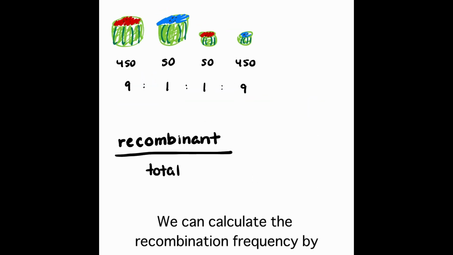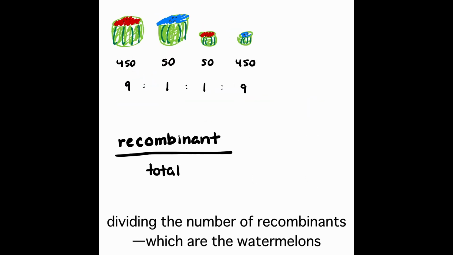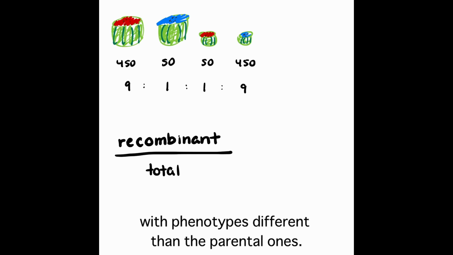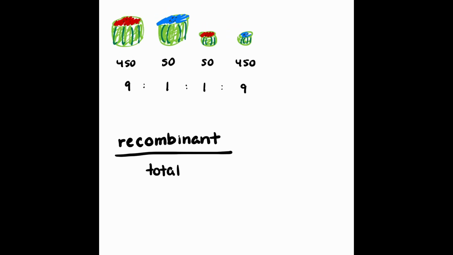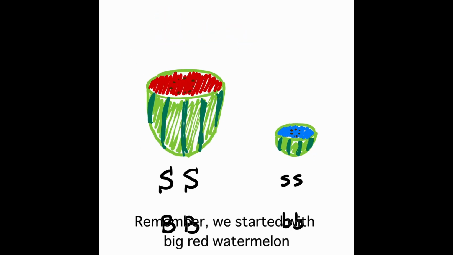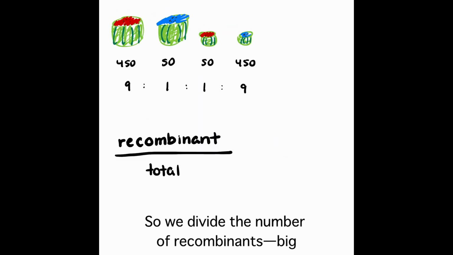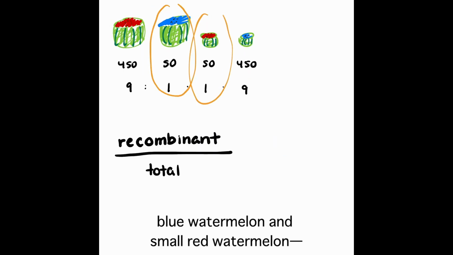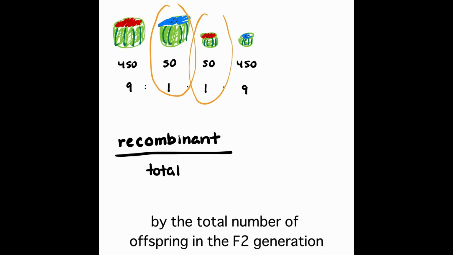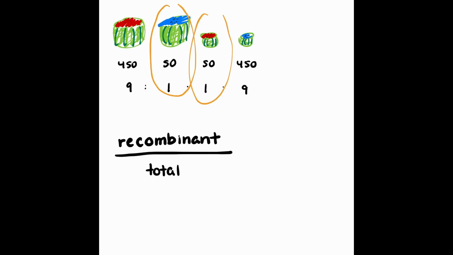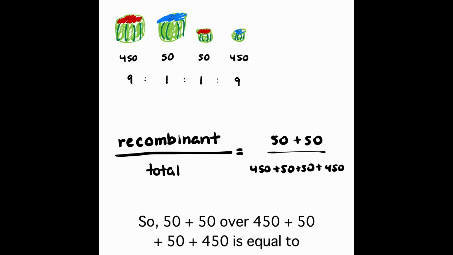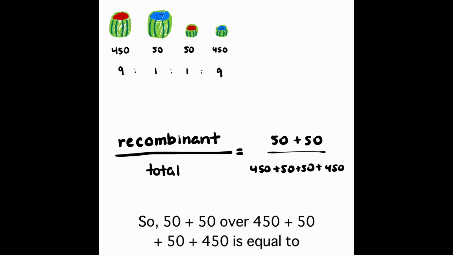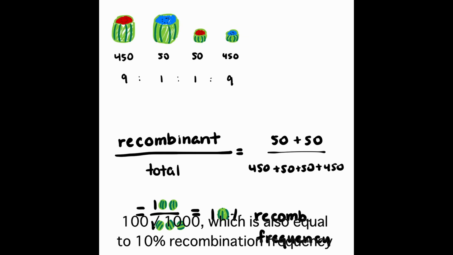We can calculate the recombination frequency by dividing the number of recombinants, which are the watermelons with phenotypes different than the parental ones. Remember, we started with big red watermelon and small blue watermelon. So we divide the number of recombinants, big blue watermelon and small red watermelon, by the total number of offspring in the F2 generation to get our recombination frequency. So 50 plus 50 over 450 plus 50 plus 50 plus 450 is equal to 100 over 1,000, which is also equal to 10% recombination frequency.